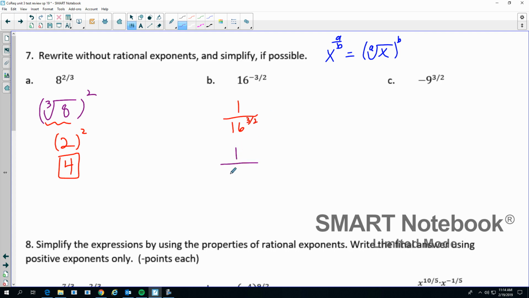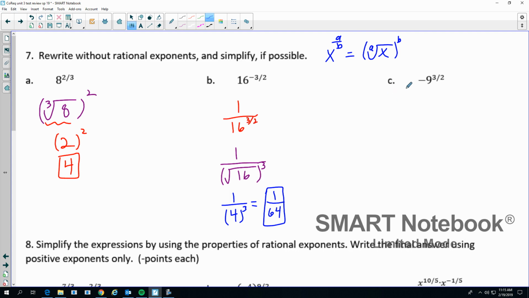So this is going to be 1 over, the denominator is a 2, so we're going to do a square root. You could put a 2 there if you want, but it's not necessary. And then we're going to cube that result. All right, so the square root of 16 is 4, and then we cube it. So then we're going to get 1 over 64. There you go.